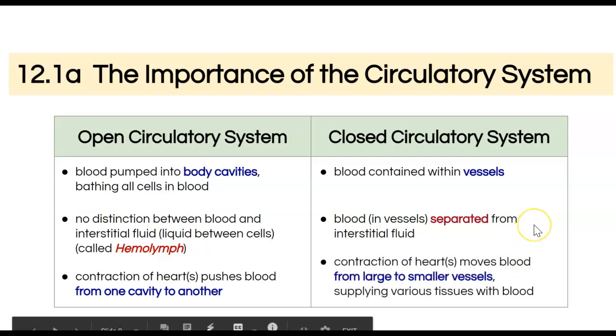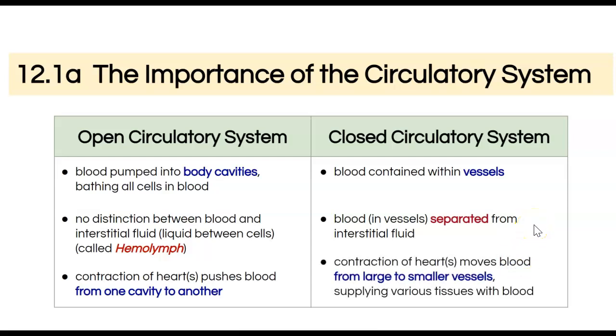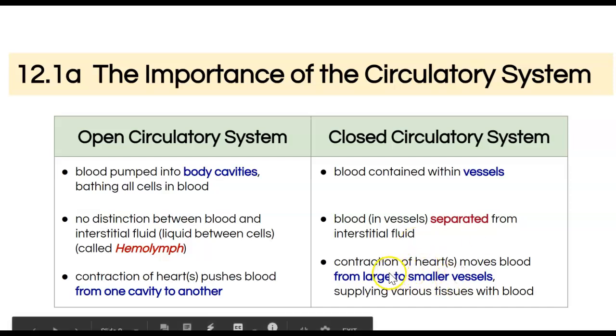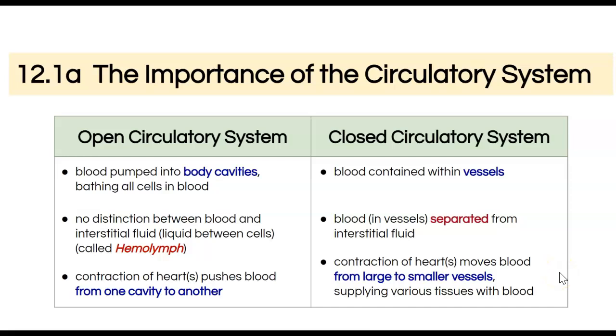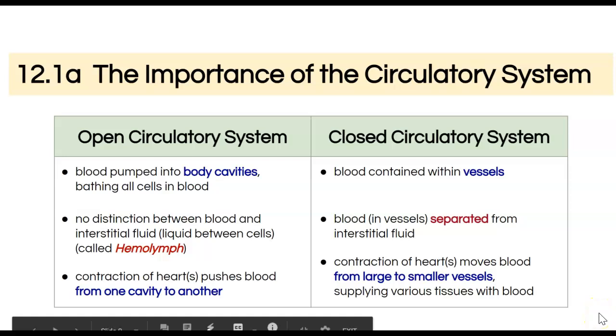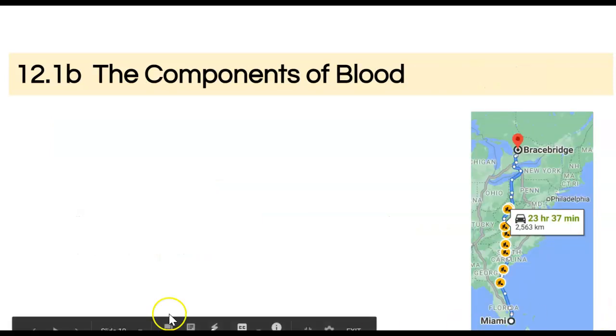Whereas in a closed circulatory system, that contraction of the heart is going to move blood from large vessels into smaller vessels. Because of the high pressure, we would have to have the heart connected to large vessels first. Otherwise, there'd be too much pressure and the vessels would burst. But then we bring it from large vessels into increasingly smaller ones to the various tissues that are going to require the oxygen and perhaps nutrients that are being transported within that blood. So that is pretty much it.